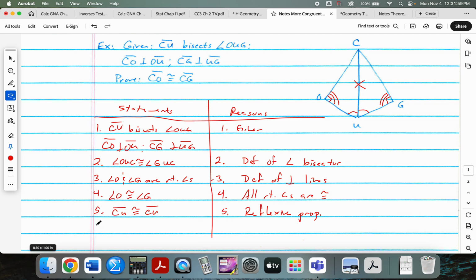That's enough to prove the triangles congruent now. Generally, once I have 3 pairs of parts, I have enough. Not always, but generally.